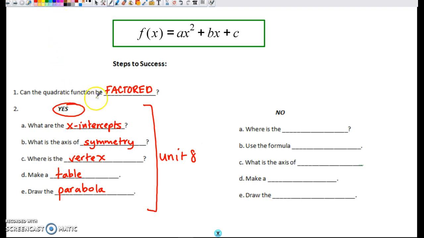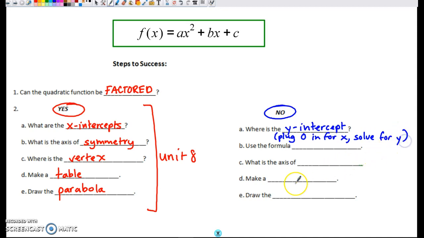But if it cannot be factored, if you ask the question, can it be factored, you have to answer no. Then what you want to find out is where is the y-intercept. And if you don't know how to do that, what you need to do to find the y-intercept is you need to plug 0 in for x and then solve for y. That's going to be the easiest point to get, is where is the y-intercept.